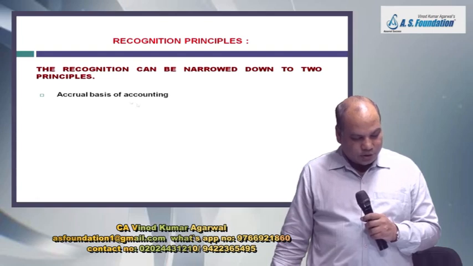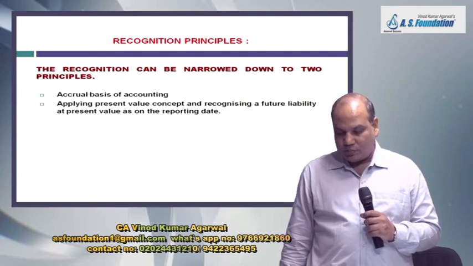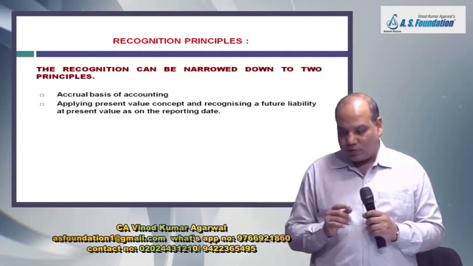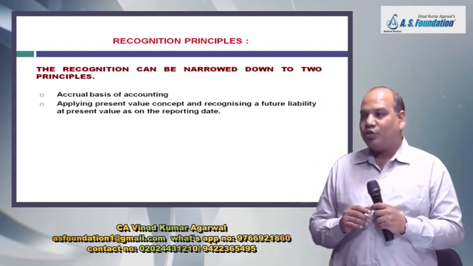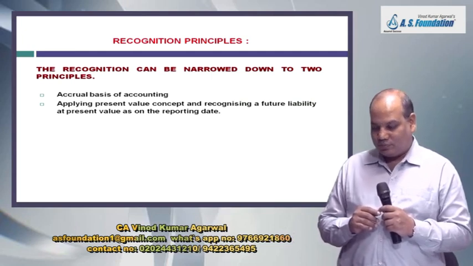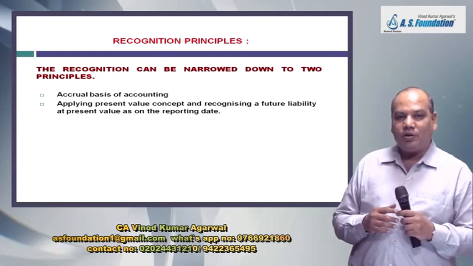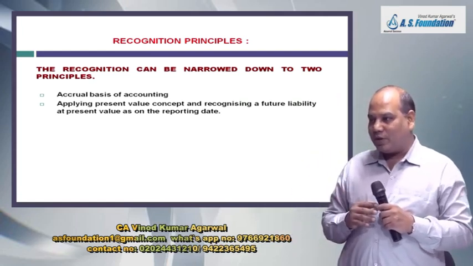Paragraph 6, recognition principle. The recognition principle will be based on two important principles. One, we will throughout this chapter follow accrual basis of accounting. In this chapter, accrual basis is more important because suppose we have to account for post-retirement benefit plan.